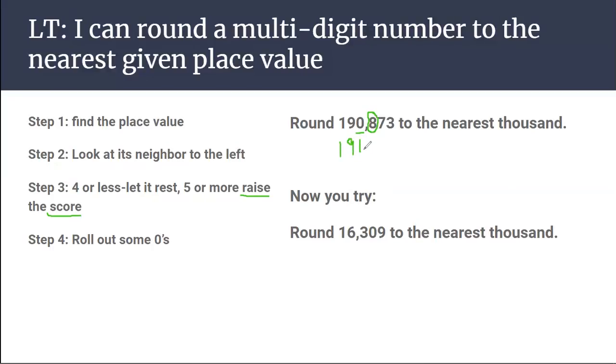Okay, now I'm ready for step 4, roll out some zeros. So every digit after the thousands place needs to become a 0. Another way of thinking about this is, is 190,873 closer to 191,000, or is it closer to 190,000? Well, 800 is pretty close to that extra 1,000, so that is how I know.